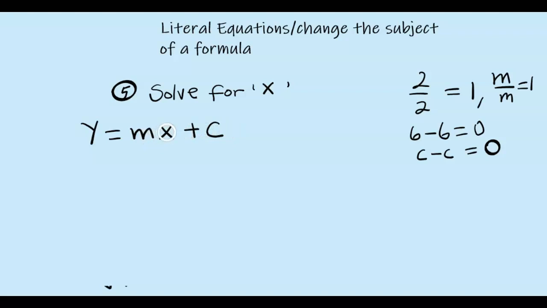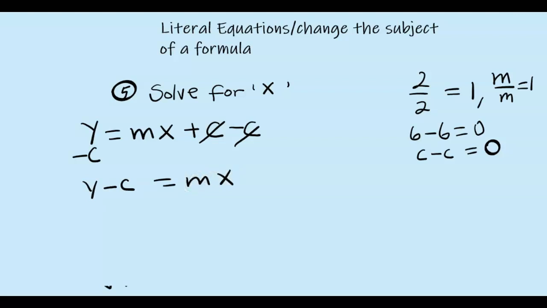We want to isolate this x here. It's being multiplied by m and it's being added by c. So we need to get rid of the c and the m. Let's do the c first. So we subtract c here and we do the same thing here. This turns into 0 from here. So we have y minus c is equal to mx.